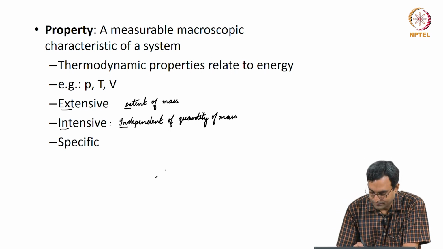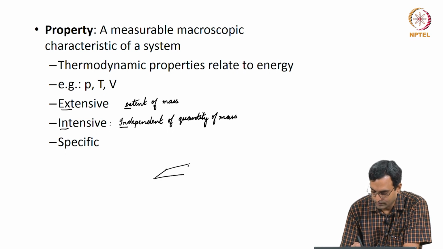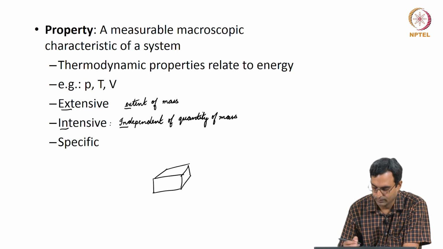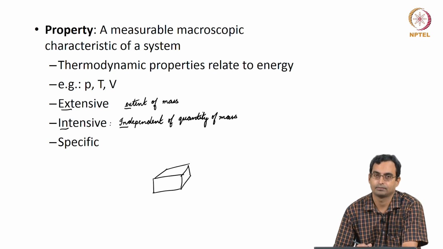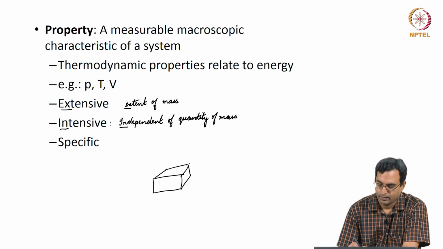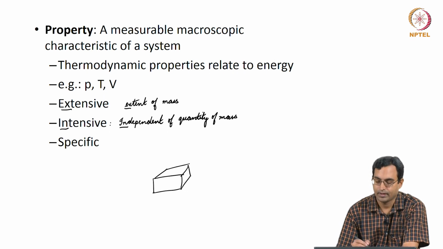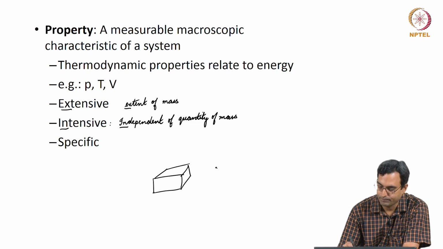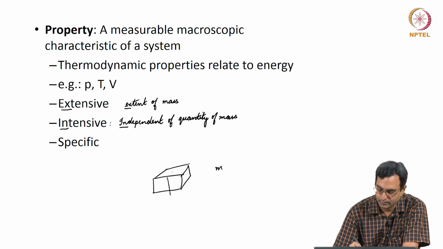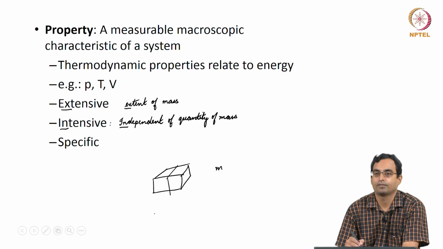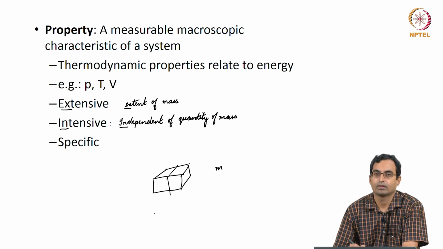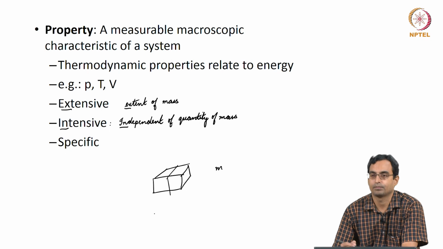Let us say I have a box which contains some mass m. If I cut this box into two equal parts, does the mass of each part change? If it changes, then that is an extensive property. The mass of each part does change, so mass itself is an extensive property.